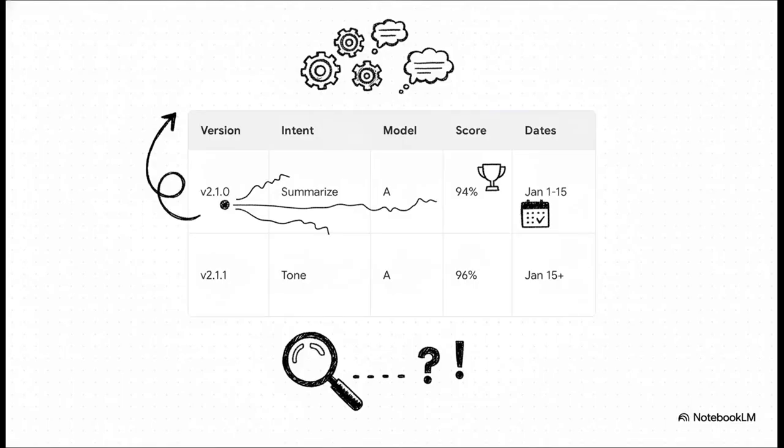Let's make this abstract concept super concrete. Take a registry entry like version v2.1.0, for example. It isn't just a string of text. It's inextricably linked to the specific model it was tested on, the evaluation scores it achieved, say a 94% relevance score, and the exact date range it was live in production.